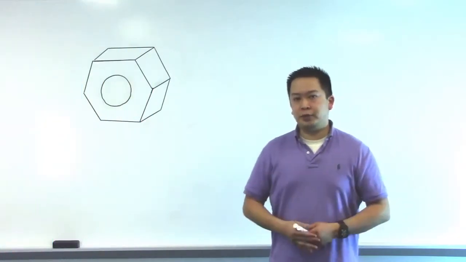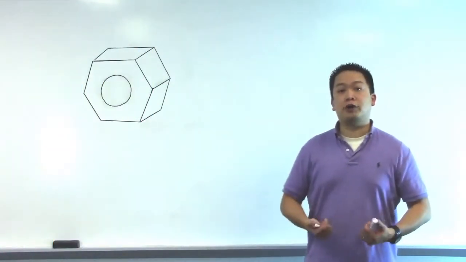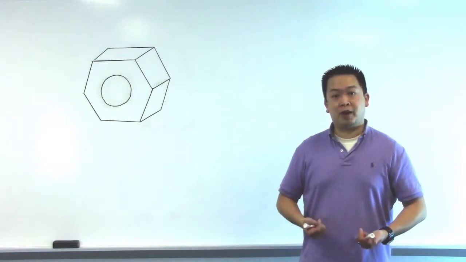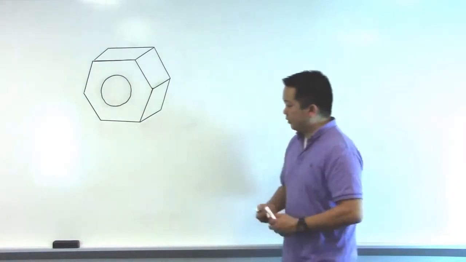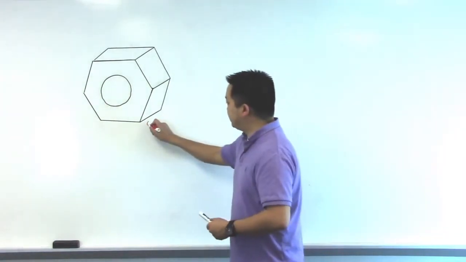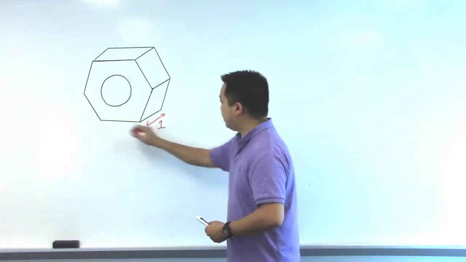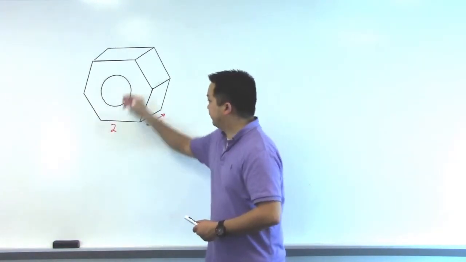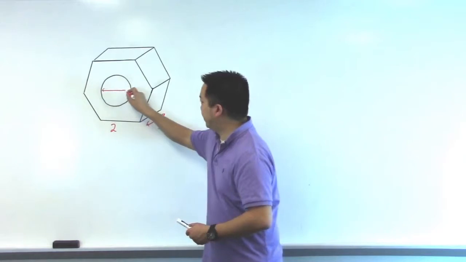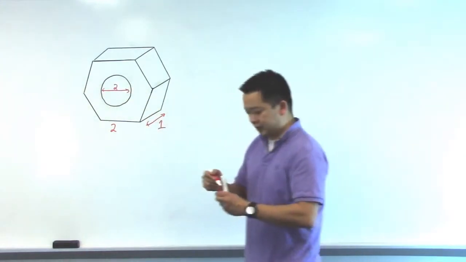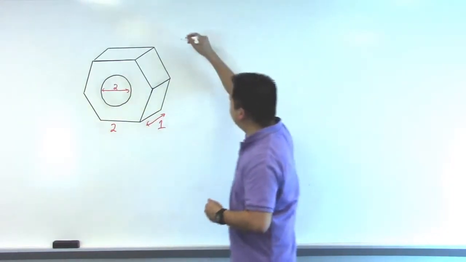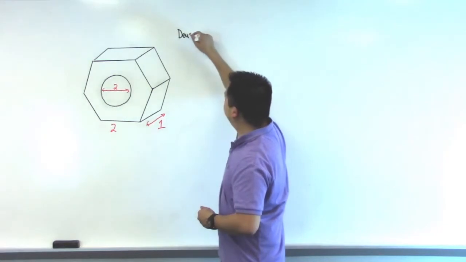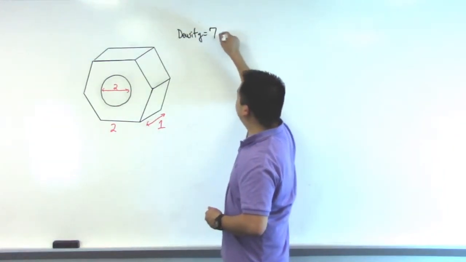And so the first thing we would do here is actually label all the information that is given to us in the problem. So in this metal hexagonal nut, we know that we have a thickness of 1, and this has sides of lengths of 2, and this hole in the middle has a diameter also of 2. The problem tells us that the density is equal to 7.9.